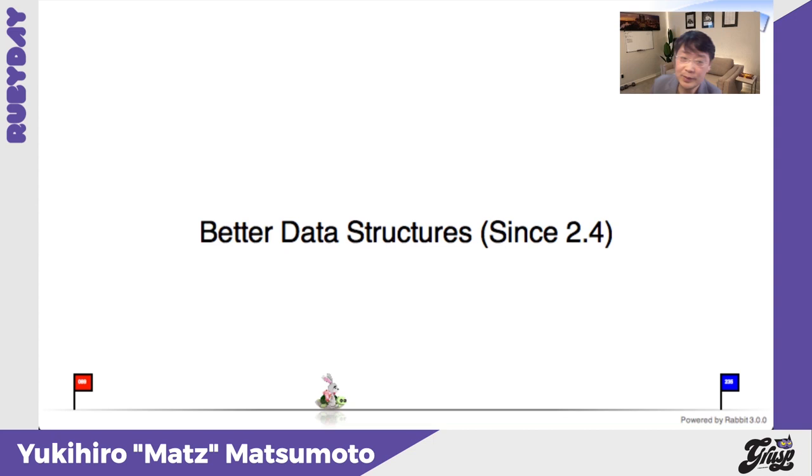And then since Ruby 2.4, we have introduced better data structures, like the hash table data structure and the implementation of the instance variable tables, for many aspects. And finally, we have introduced MJIT, a JIT compiler, since Ruby 2.6. JIT stands for just-in-time compiler, so it dynamically generates native code, so that we can skip the instruction fetch in the virtual machine, and it runs at the speed of native code.